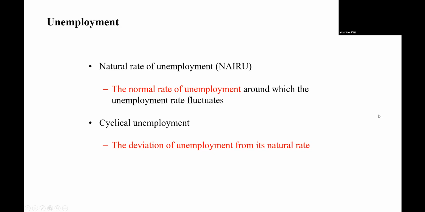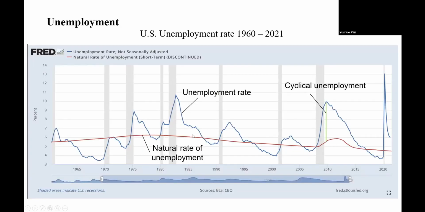The second definition is cyclical unemployment. It's the deviation of unemployment from its natural rate. So the natural rate is the natural rate of unemployment, and unemployment is the current or real unemployment rate. The deviation, or the difference, between the real unemployment rate and the natural rate of unemployment, that's the cyclical unemployment. So let's see a picture here.